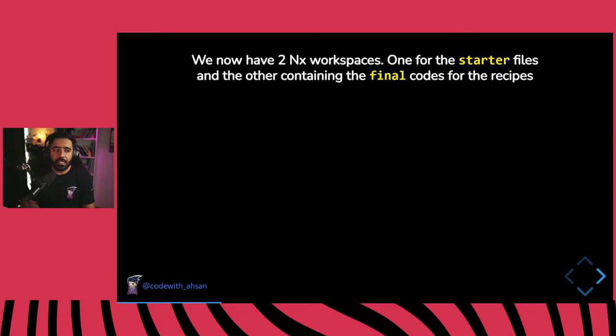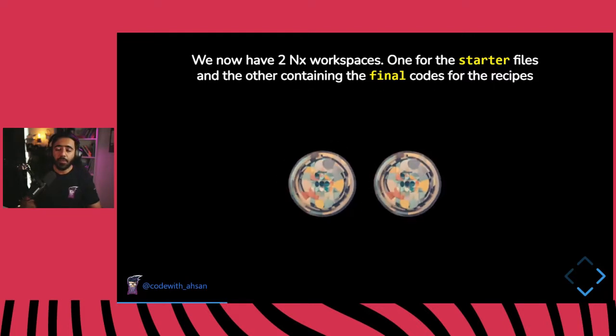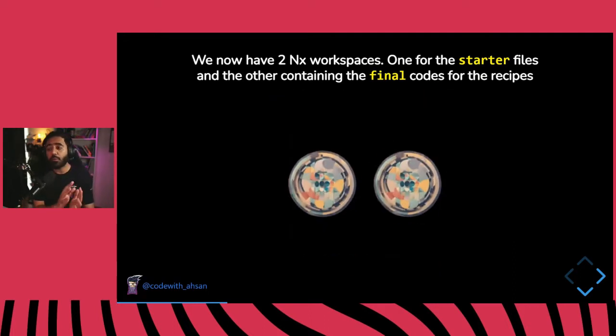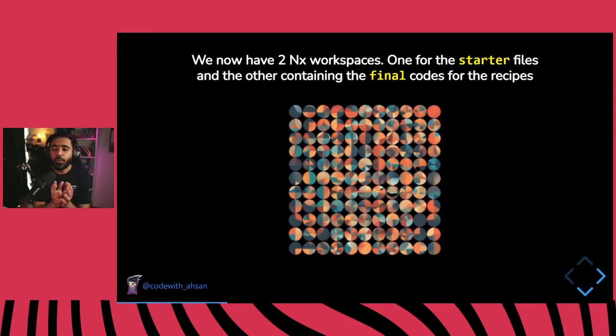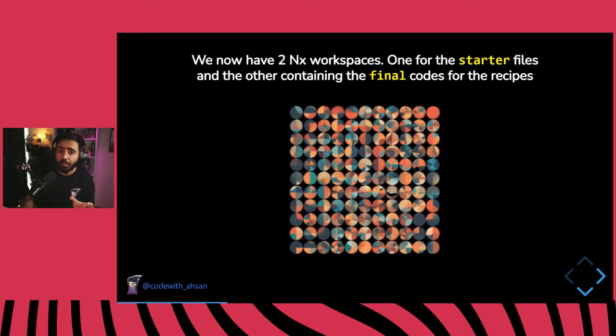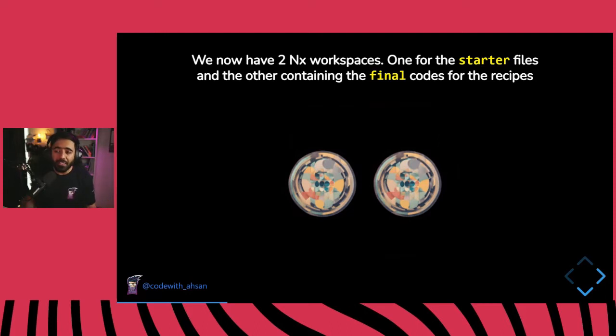Now, the solution is that we have two NX workspaces only. So instead of 80 projects for the start state and 80 projects for the final state, which actually makes it 160, now we have only two workspaces, which means that I only have the starter workspace and the final workspace. And for me, it's now much easier to manage those.